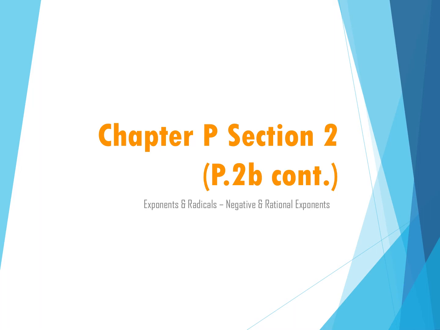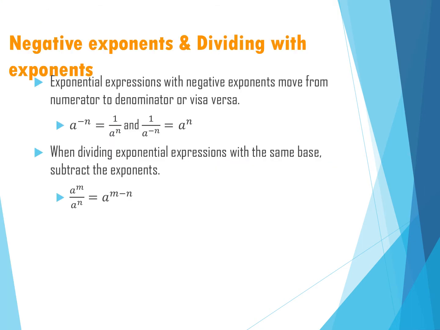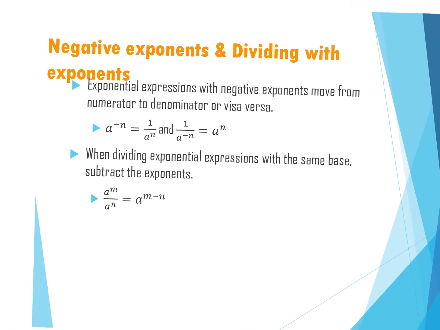Okay, so today we are going to continue on with section 2. Today's notes are labeled as chapter P, section 2, but it's part B. Today we're going to start talking about negative exponents and rational exponents. Really what a rational exponent is, it's a fraction exponent. So let's go ahead and first look at what a negative exponent will do, and also dividing with exponents.